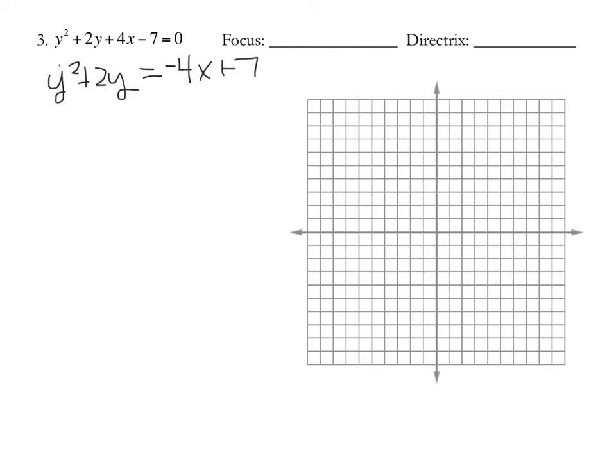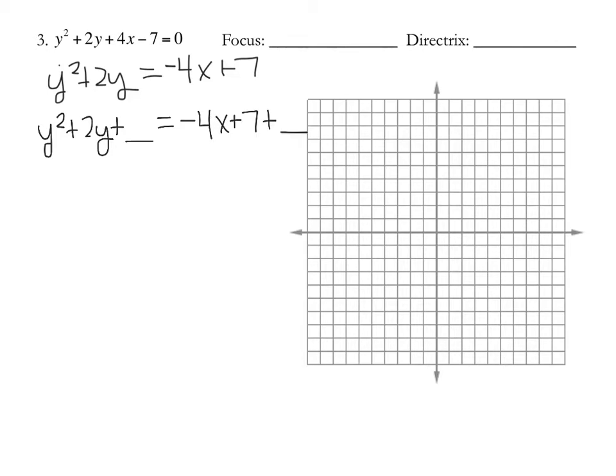What I really want to see in this problem is parentheses, so I know where the vertex is. In order to get those, I have to complete the square. So I'm going to put a plus blank here to complete the square. And then to keep it balanced, since I did that on the left side, I'm also going to put a plus blank on the right side.